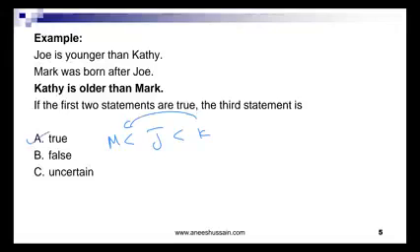So the answer is A. You can also assume a value: Joe is younger than Kathy, so Joe is 10 and Kathy is 15. And Kathy is older than Mark. No, sorry, Mark was born after Joe, which means Mark is younger than Joe. So Mark we took as 8. So Kathy is older than Mark, it is correct. Kathy 15 and Mark is 8. Okay.